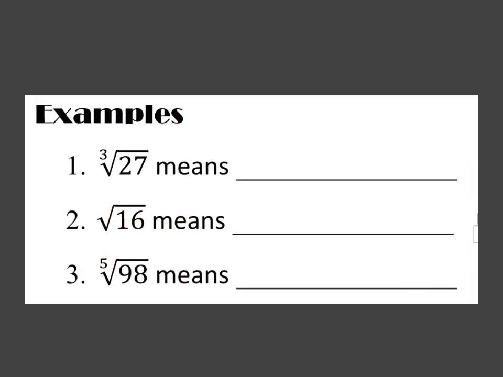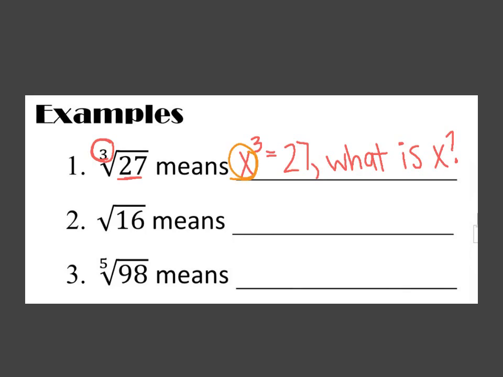Our first example, our radicand is 27 and our index is 3. So what this means is, if I have x to the third power and it equals 27, and I were to try and work backwards and figure out what is x, that would be my answer. I'm trying to figure out what number to the third power is going to make 27. That's what this radical tells me.